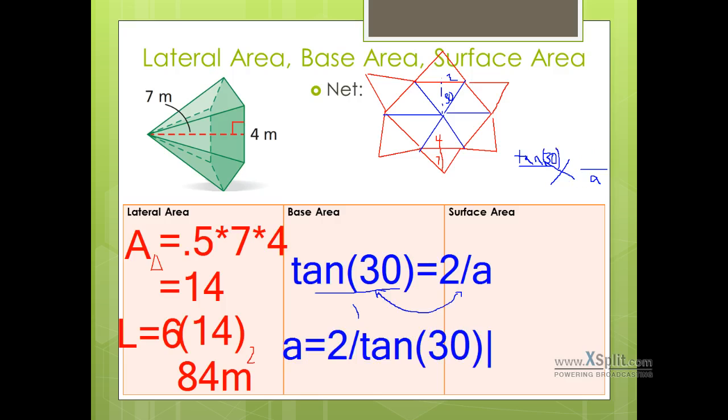And if we toss that into our calculators here, 2 divided by tangent of 30, 3.46. Apothem is equal to 3.46 meters.